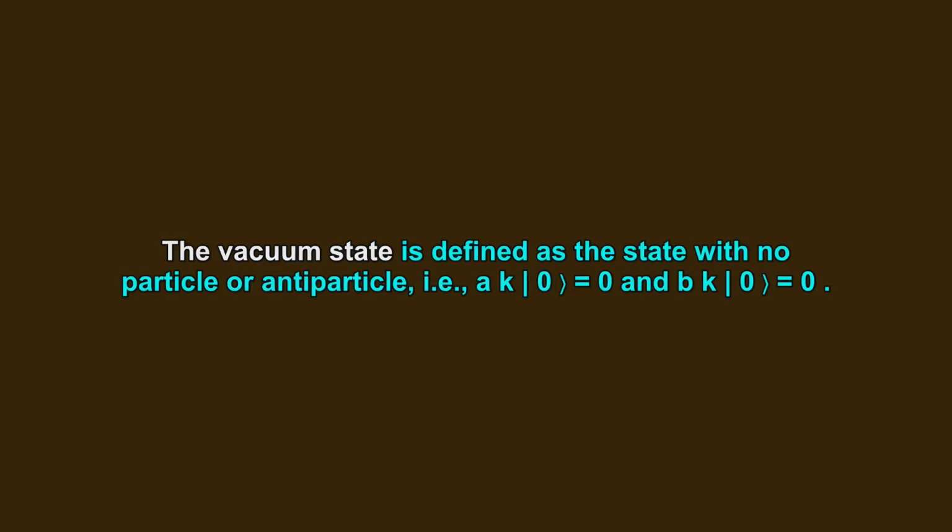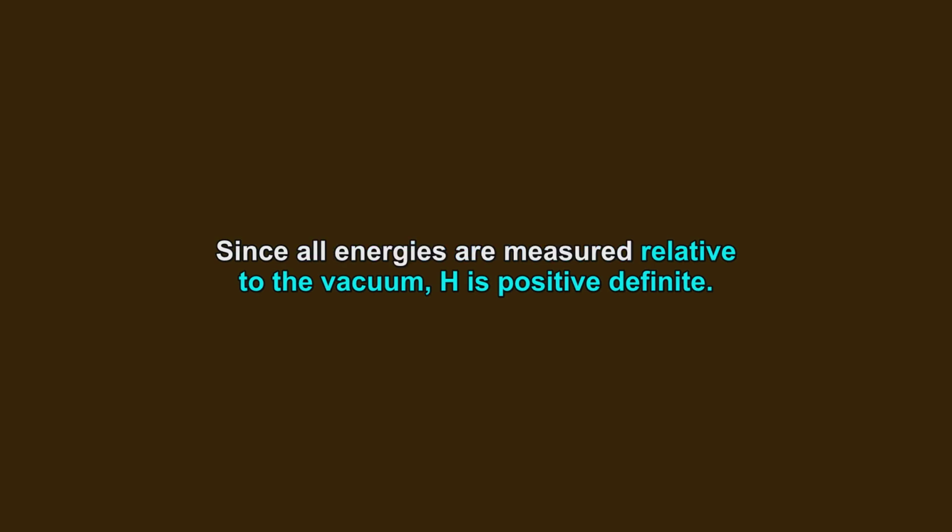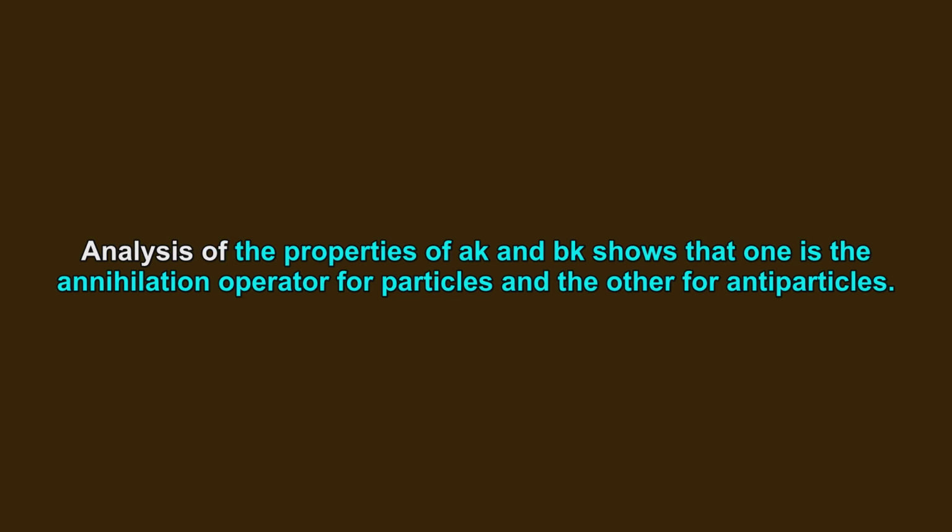The vacuum state is defined as the state with no particle or antiparticle, i.e., a_k|0⟩ equals 0 and b_k|0⟩ equals 0. Then the energy of the vacuum is exactly E_0. Since all energies are measured relative to the vacuum, H is positive definite. Analysis of the properties of a_k and b_k shows that one is the annihilation operator for particles and the other for antiparticles. This is the case of fermions.